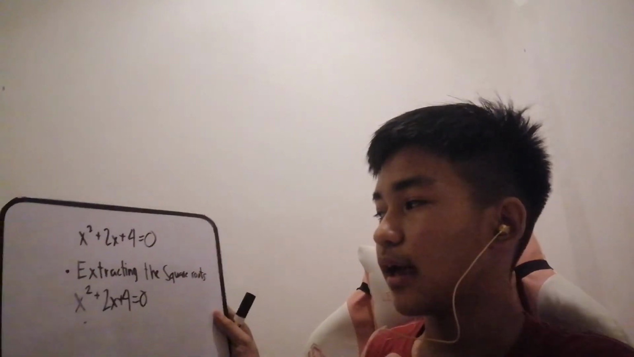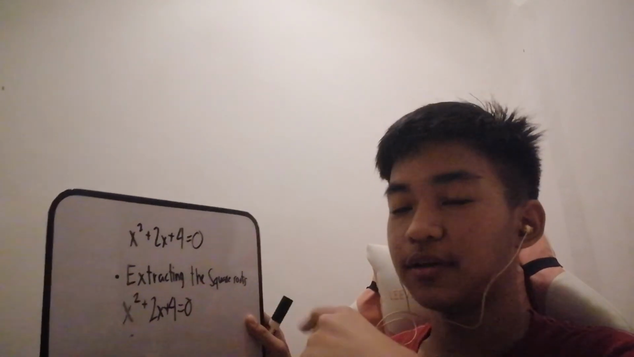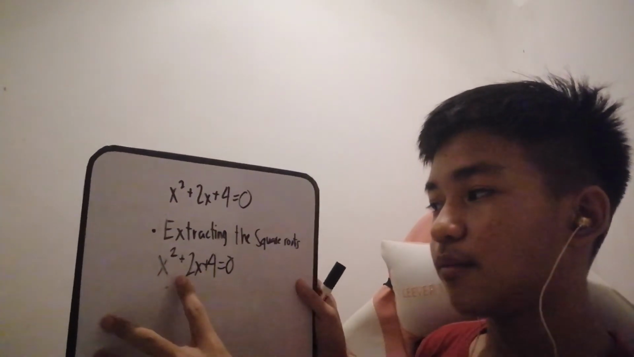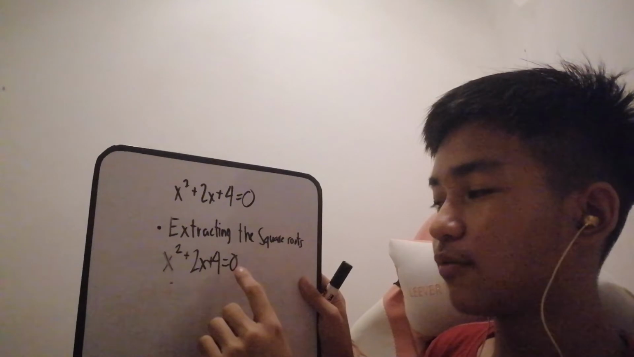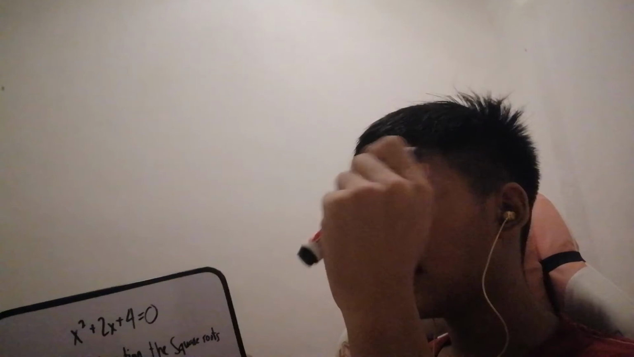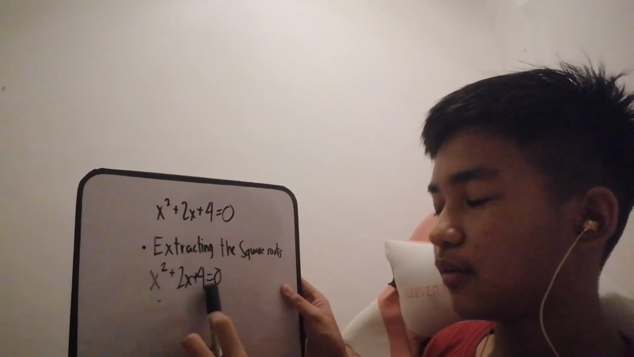Now, the final and last method will be extracting the square roots. So now the equation will be converted through this method. This is the given: x squared plus 2x plus 4 is equal to 0. So now, all we're going to do is divide all of this by 2, so it will be over 2, over 2, over 2.